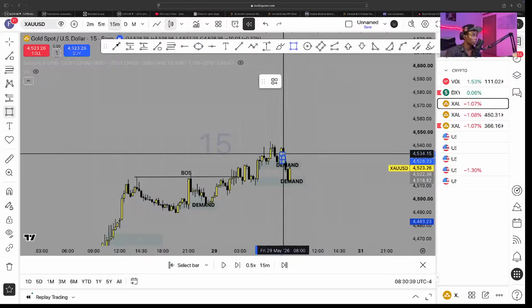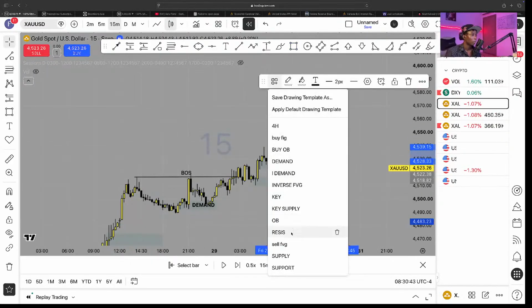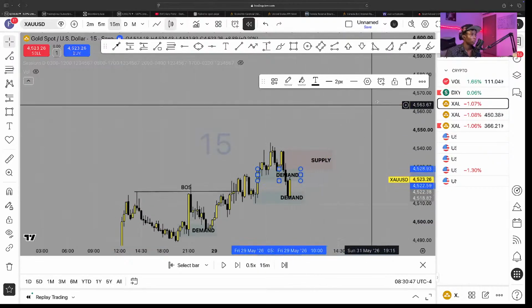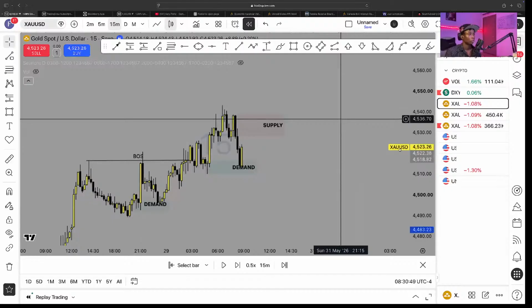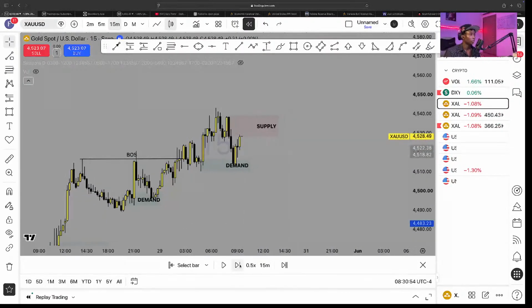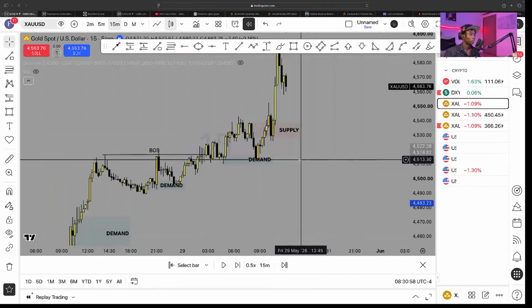Then we had a supply level here. I'm gonna delete this one out. So as you guys can see, supply might be stepping in. Let's see what we got. Okay, this demand still holds.